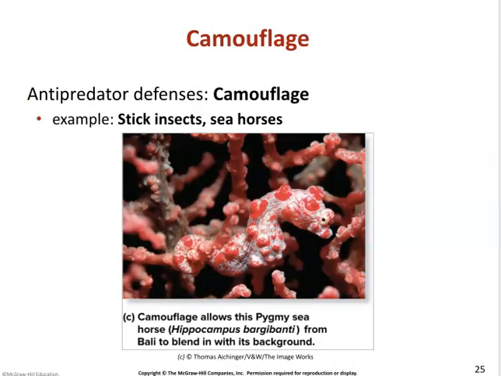The next anti-predator defense is camouflage. An example, this seahorse. Oh my goodness, or stick bugs. Stick bugs look just like sticks. This seahorse looks just like the coral it's being camouflaged in, right? And it blends into its environment. So it's less apt to be eaten by a predator.